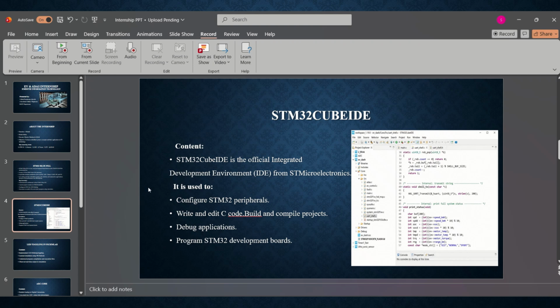In STM32 Cube IDE, we can create a new project, configure GPIO pins, meaning general purpose input output pins, configure timers, configure ADC, generate initialization code, write C programs, build and compile programs, debug errors, and upload programs into STM32 boards. During the internship, I learned how to create an STM32 project, configure peripherals, write embedded C code, compile the project successfully, and debug errors. This software makes embedded programming much easier.